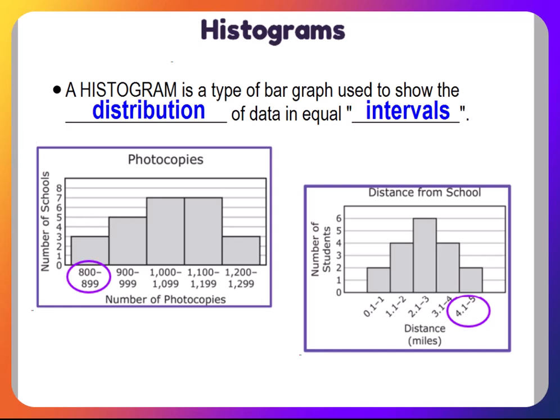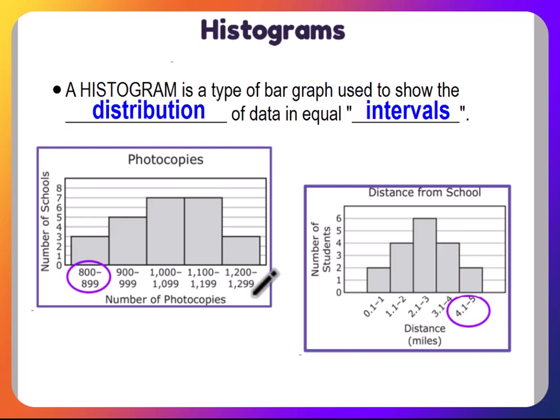If you look down here, we're talking about the number of schools and how many photocopies they make, and you can see that it can be anywhere from 800 photocopies to 1,299 photocopies. Can we make a line plot with those numbers going 800, 801, 802, 803, all the way to 1,299? No, there's no way you could do that on your paper. Same thing for stem and leaf. Too many numbers, too hard to do, so you can do a histogram.